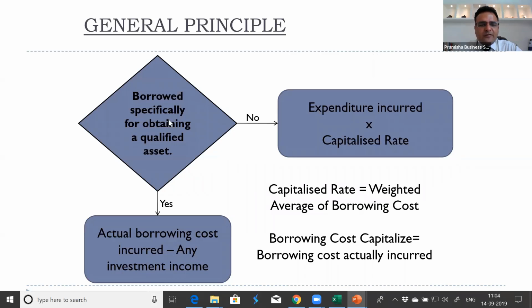If you borrowed specifically for obtaining a qualifying asset, we have the actual borrowing rate, which is the specific rate. If not, then we'll use a capitalization rate on the expenditure incurred. The capitalization rate is the weighted average cost of borrowing. We'll take a general rate, an average rate. If you borrowed at different rates, 8%, 9%, 10%, we'll see what is the total cost of borrowing, what is the total money borrowed, and what is the average rate applicable to us. We'll use that weighted average cost of capital.